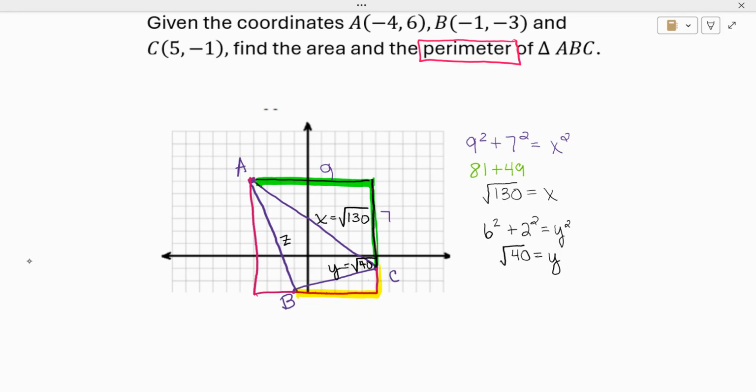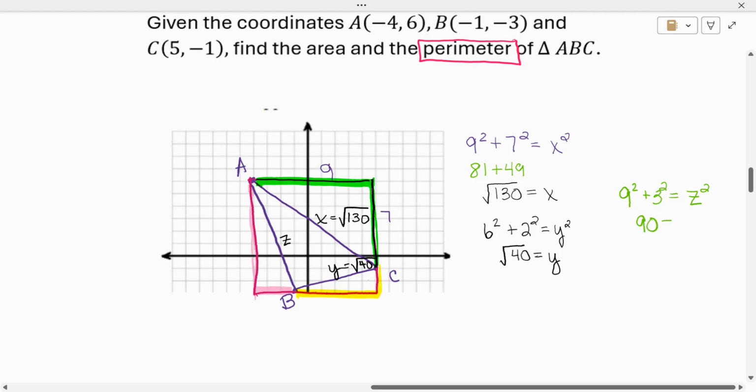All right. You guys are doing so fabulous. I'm so proud of you. So let's see. Now we got to figure out this right here. So what are our measurements? Well, it's 9 by 3. So 9 squared plus 3 squared equals z squared. What is 9 squared plus 3 squared? Put it into your calculator all at once. It's 90. So 90 equals z squared. What does z equal? The square root of 90.